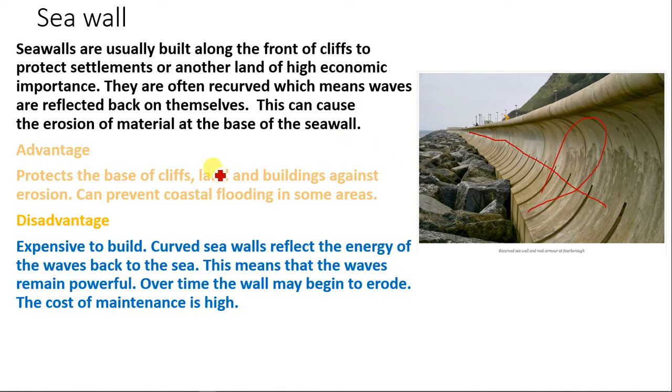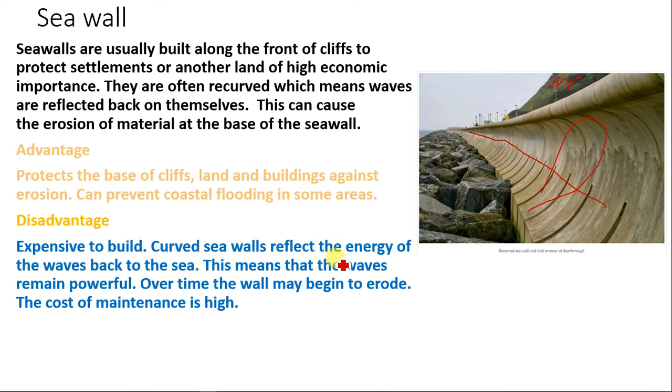Now, the advantage of a seawall: it protects the base of the cliff. You see the cliff is here, and the seawall is built at the base. So it protects the base of the cliff, land, and buildings against erosion, and it can prevent coastal flooding in some areas.